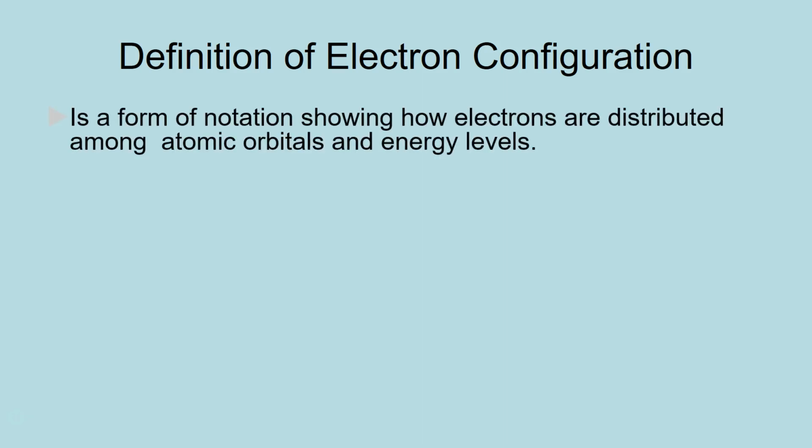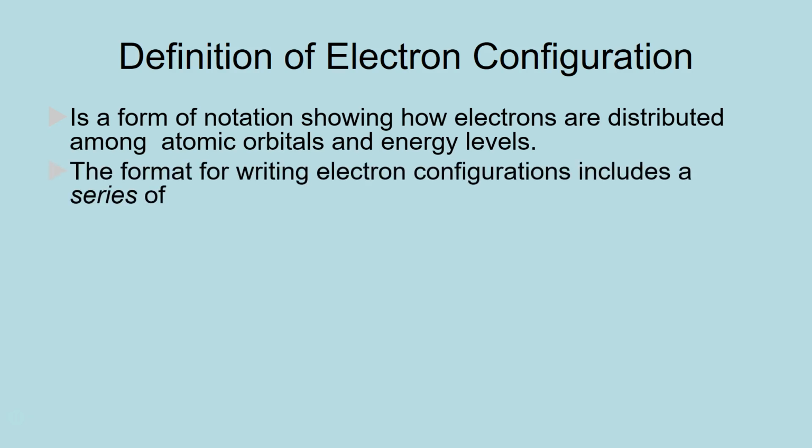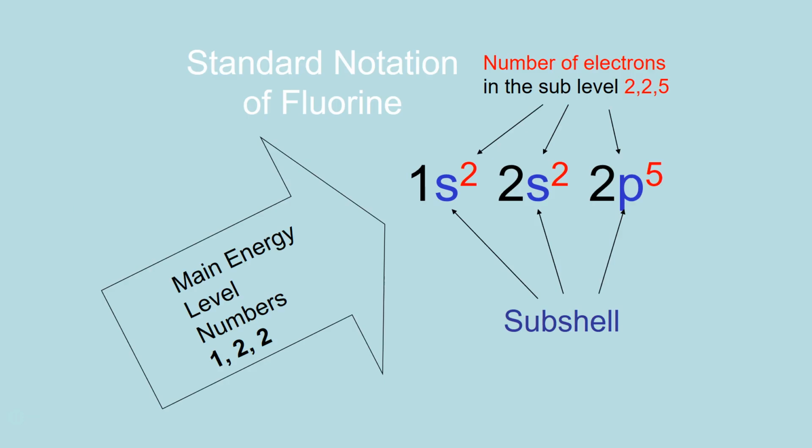It is a form of notation showing how electrons are distributed among atomic orbitals and energy levels. The format for writing a series of electron configurations includes a series of number, letter, and then a superscript number. And we're going to be talking about where those come from coming up. So for example, number 1, letter S, which is always going to be our orbital, and the superscript number 2.